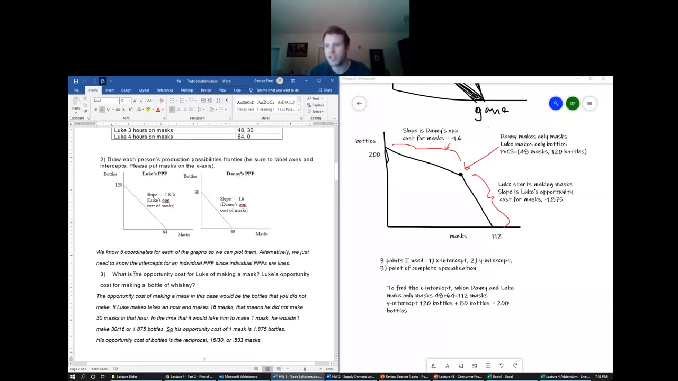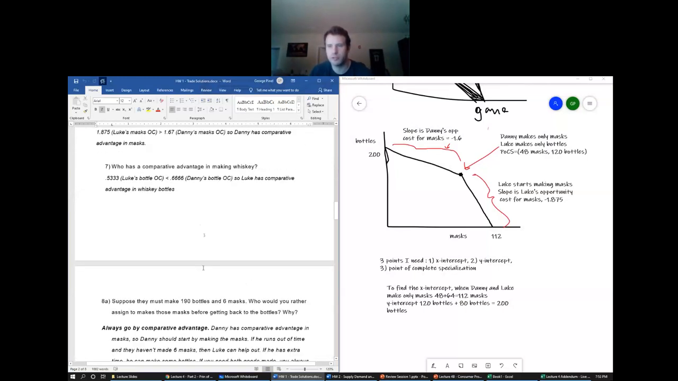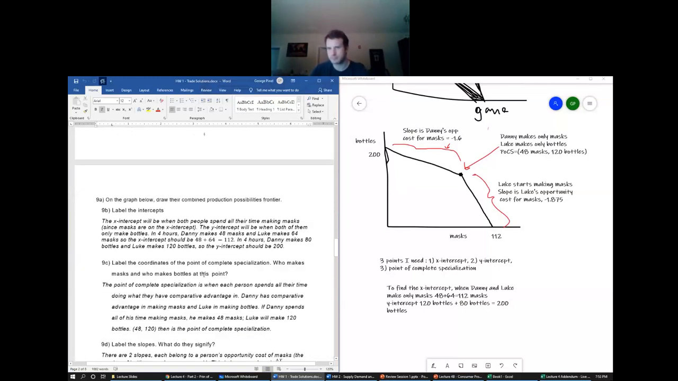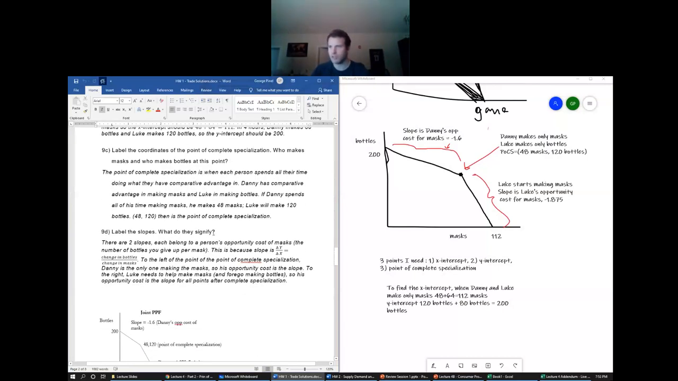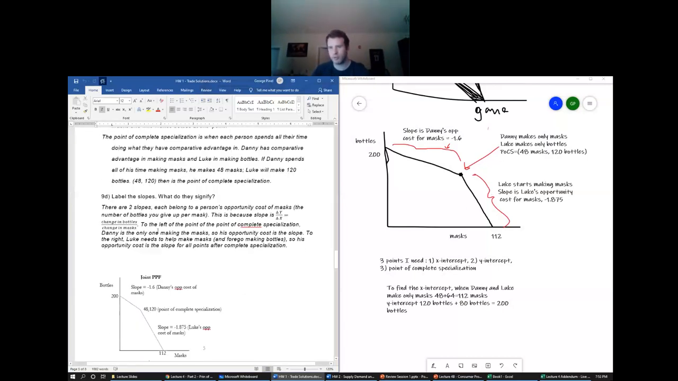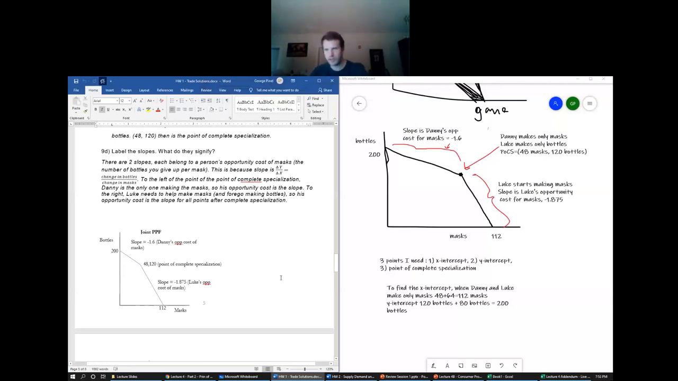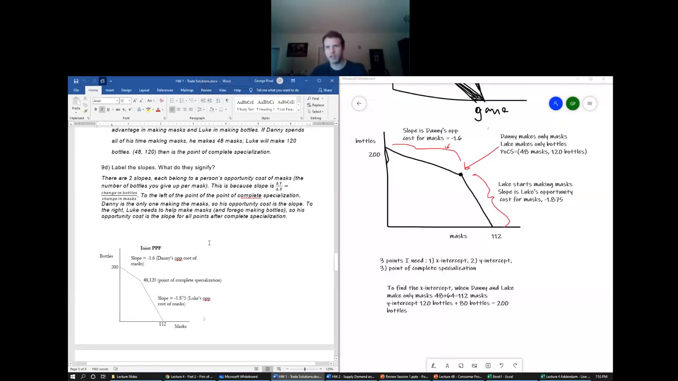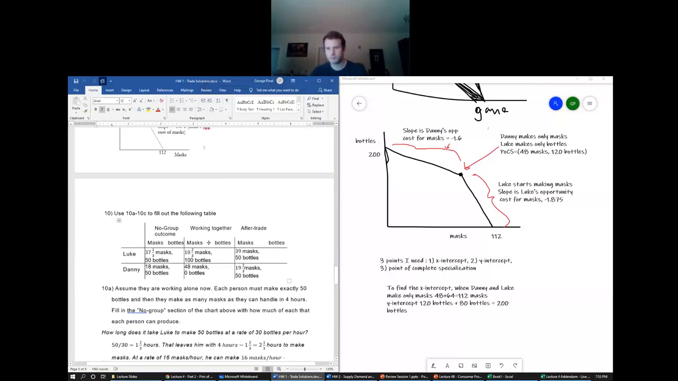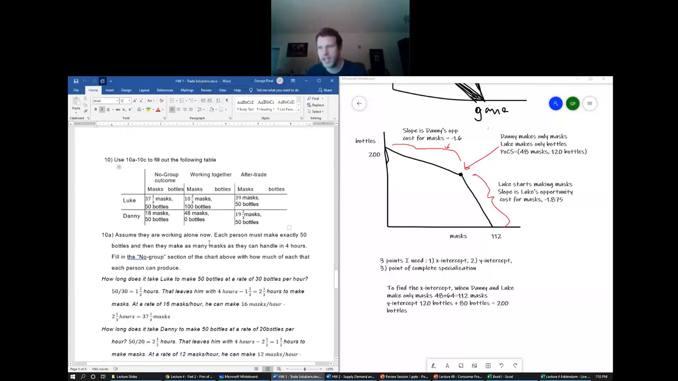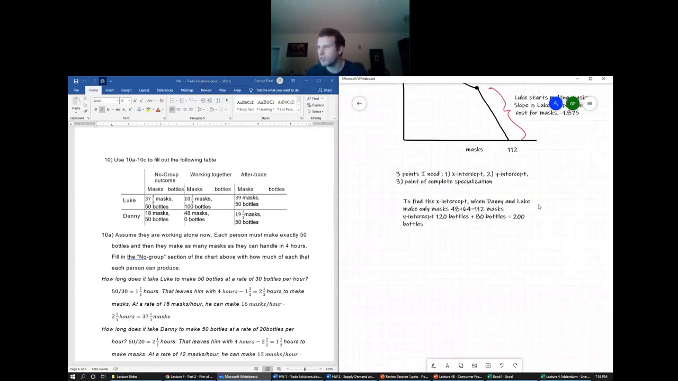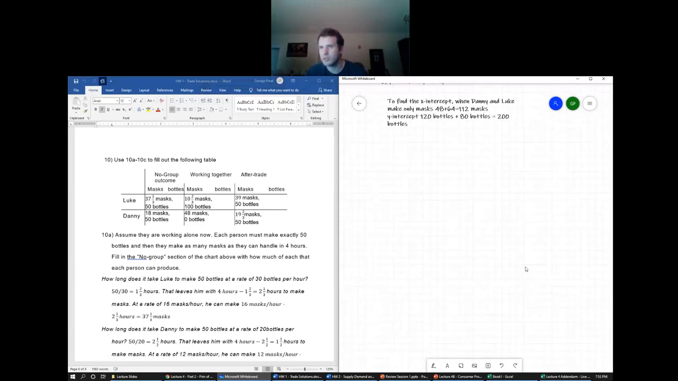So what is the opportunity cost of Luke for making a mask? Oh, I'm sorry, I'll jump back. Label the slopes, what do they signify? I've labeled it. Okay. I think that's everything that I asked for. All right, and then we have this last piece, which admittedly is a little hard.